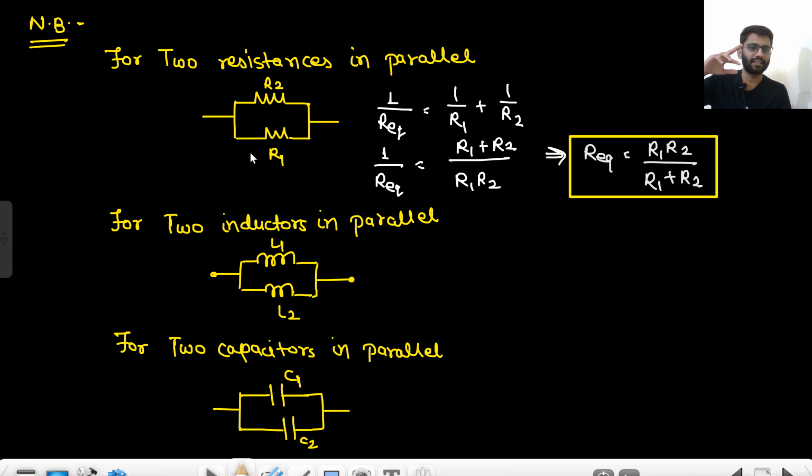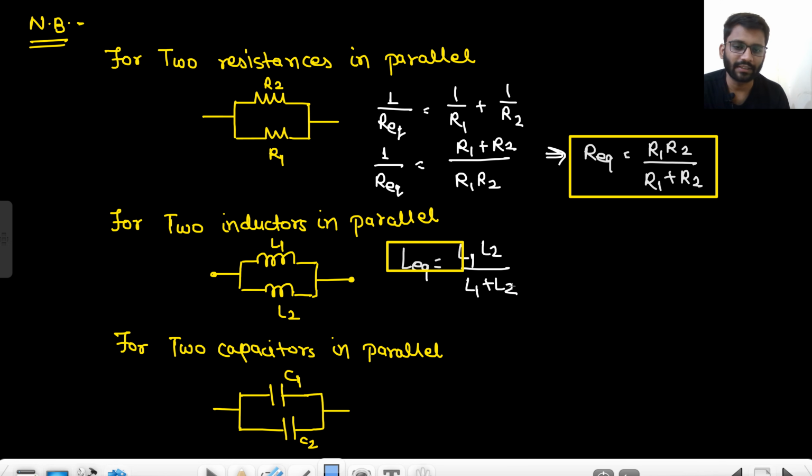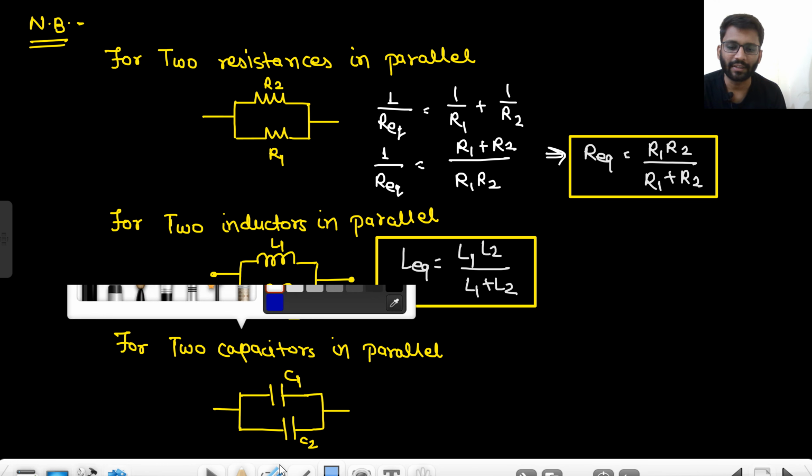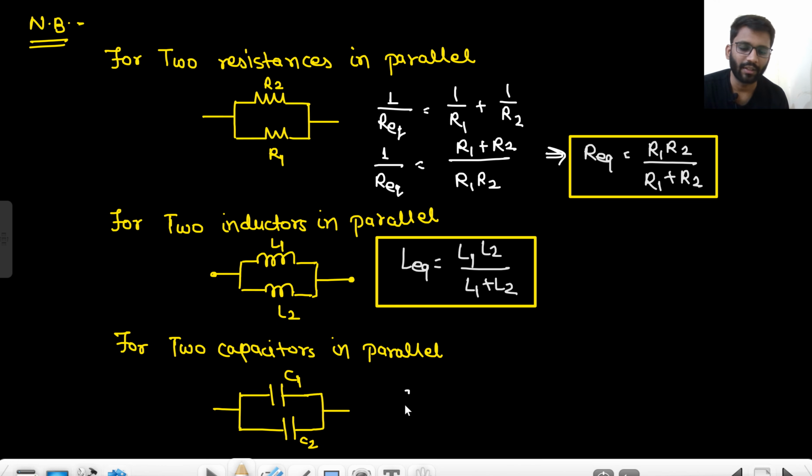You need to remember it. Whenever two resistances are connected in parallel, it is R1 R2 upon R1 plus R2: multiplication of both upon addition of both. You need to remember this formula. It will make your calculation easier. And for L1 and L2, L equivalent would be L1 into L2 upon L1 plus L2, because resistance and inductors behave the same. And for capacitor, what will be C equivalent for parallel combination? C1 C2 upon C1 plus C2?